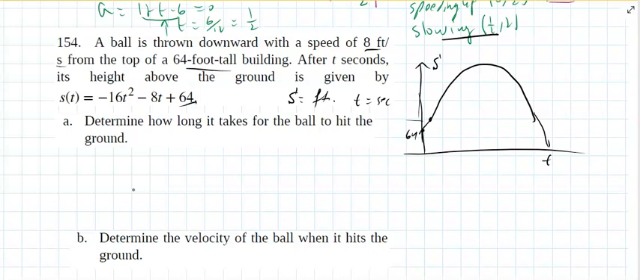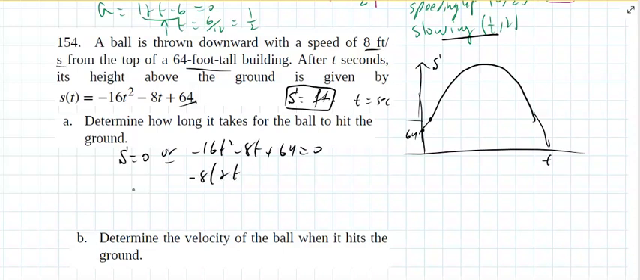Well, if s is the height in feet, for the ball to hit the ground, we want s to be 0, so we want negative 16t squared minus 8t plus 64 equals 0. Factor a negative 8 out, that's 2t squared plus t minus 8, if I'm not mistaken. 8 times 8 is 64, that's correct. And we know this doesn't factor. So complete the square or use the quadratic formula, whatever you like.